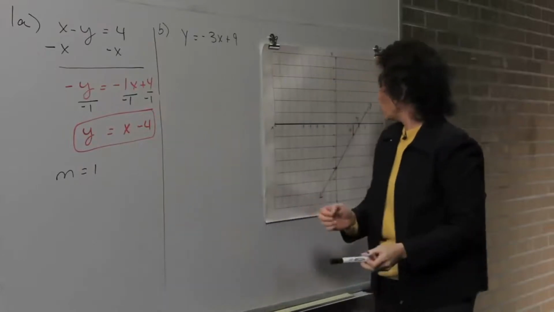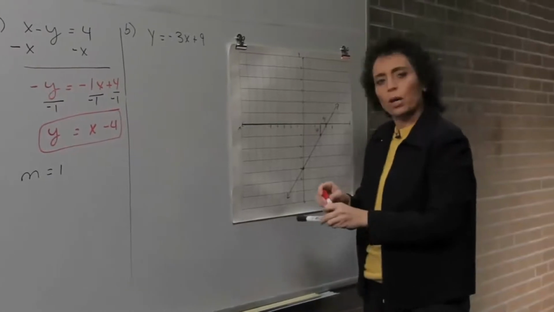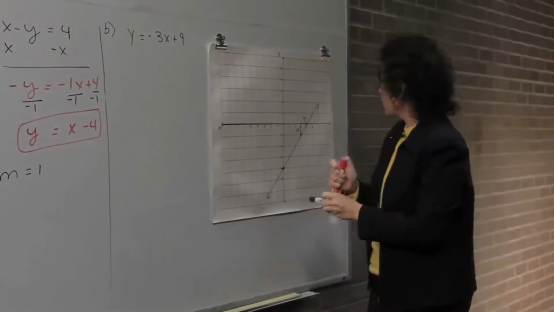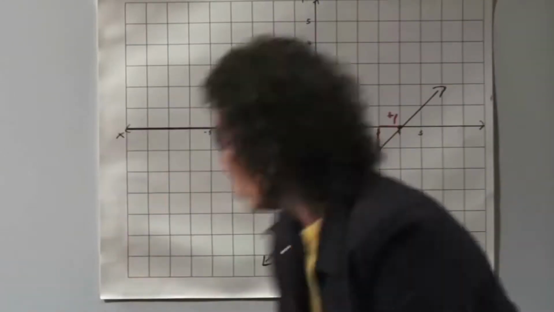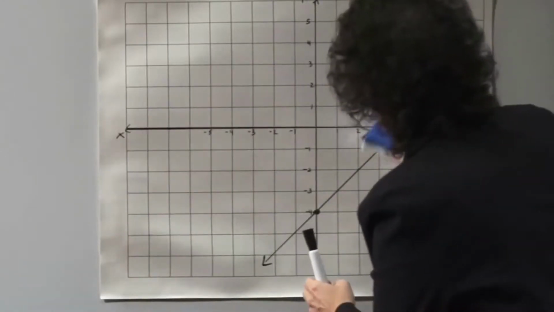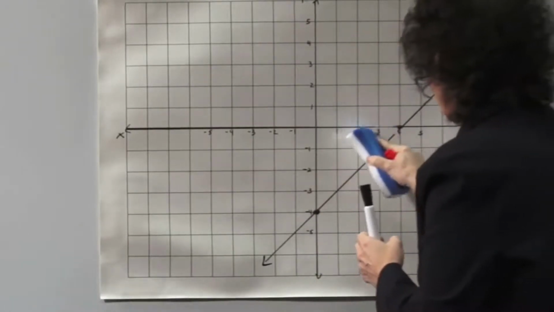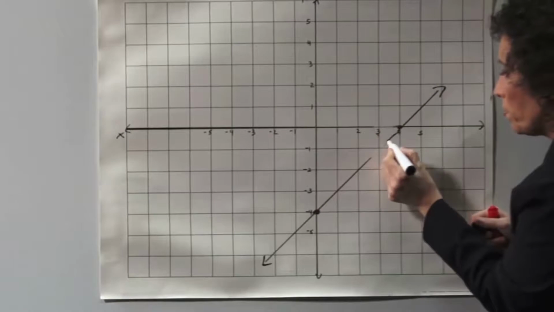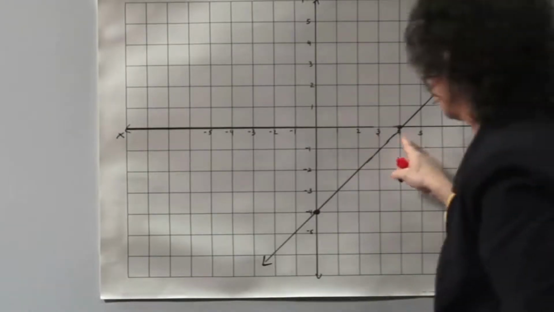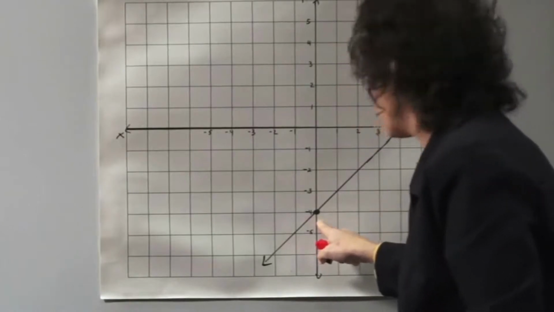Now, let's talk about some intercepts here, possibly. Let's talk about the x-intercept and the y-intercept while we have this here. The x-intercept is 4, or 4, 0. Let me make sure you understand that and why it's that way. The y-intercept is -4, or 0, -4.